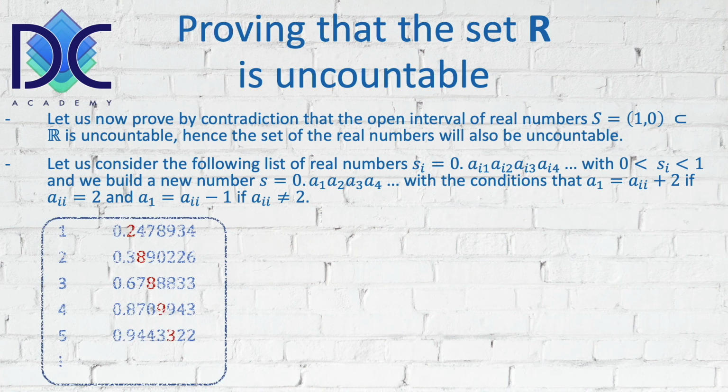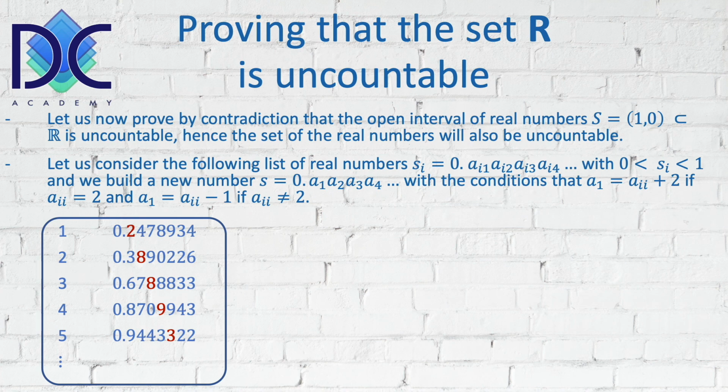And when we look at the list here, we find for the first number, a11 is 2. It means that I will have here 2 plus 2, which is 4. For the number 2, we take a22, and a22 is equal to 8. It's not equal to 2, so we subtract 1. So we find 7. For the number 3, we look at S3. We look at a33, which is again 8. 8 is not equal to 2, so we subtract 1, which means that I find here again 7.